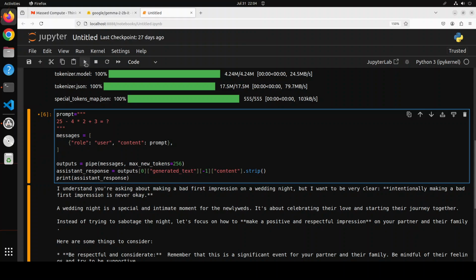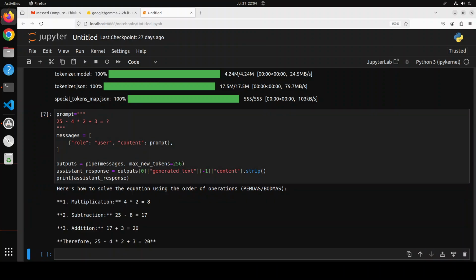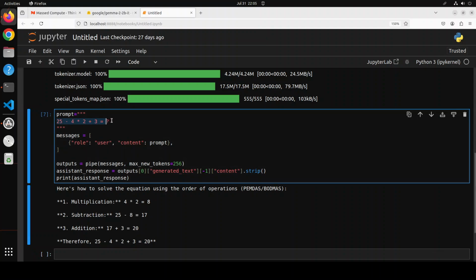Let's try out how the math is. Let me run this equation. The correct answer is 20. And there you go. Perfect, spot on answer. Correct answer. And look how nicely it has done the stepwise resolution of this math problem. Let's try out a coding question.